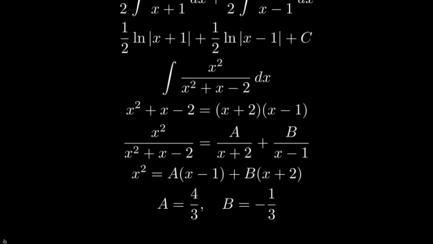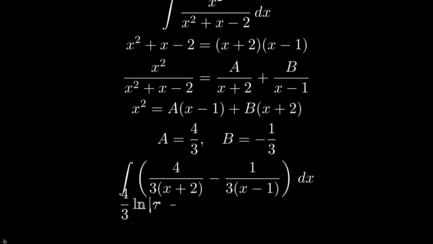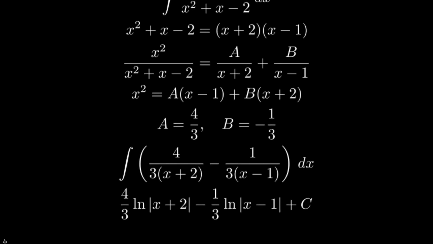Solving the system of equations, we get a equals 4/3 and b equals negative 1/3. Therefore, our integral becomes the integral of 4/3 over x plus 2 minus 1/3 over x minus 1 dx. The final result is 4/3 natural log of the absolute value of x plus 2 minus 1/3 natural log of the absolute value of x minus 1 plus c.